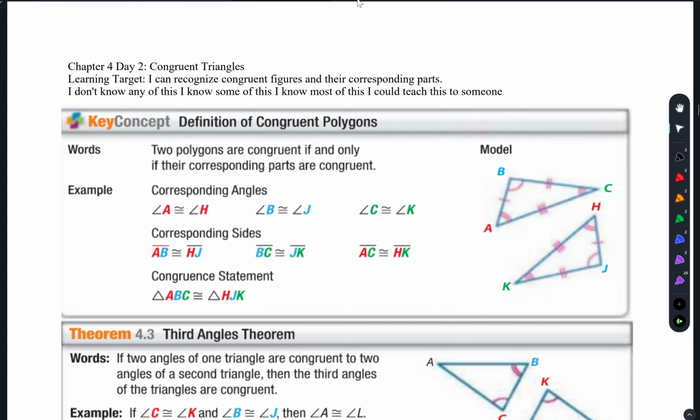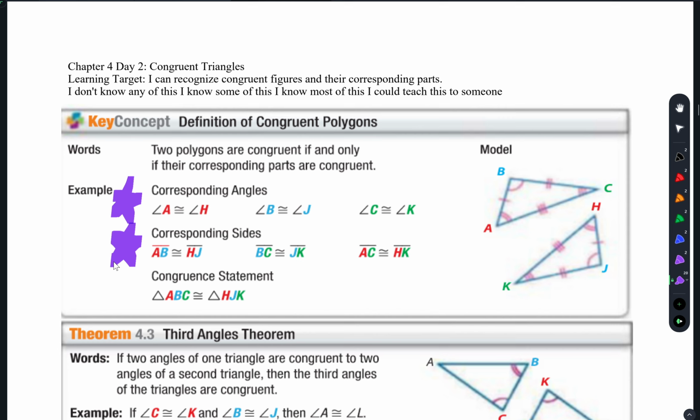So today we introduced the idea of congruent triangles and congruent polygons. Our first definition applies not only to triangles, but to any kind of polygon: squares, rectangles, hexagons, heptagons, etc. What this definition states is that in order for two polygons to be congruent, specifically we'll be looking at triangles, they need to have all of their corresponding angles congruent and all of their corresponding sides congruent.